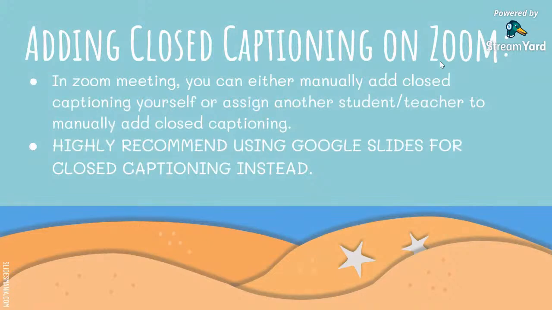You do have to enable closed captioning in your settings in order to see the feature in your Zoom meeting. You as the host can either type what you are saying, or you can assign a student or a teacher to manually type what you are saying. It's not very realistic at all.